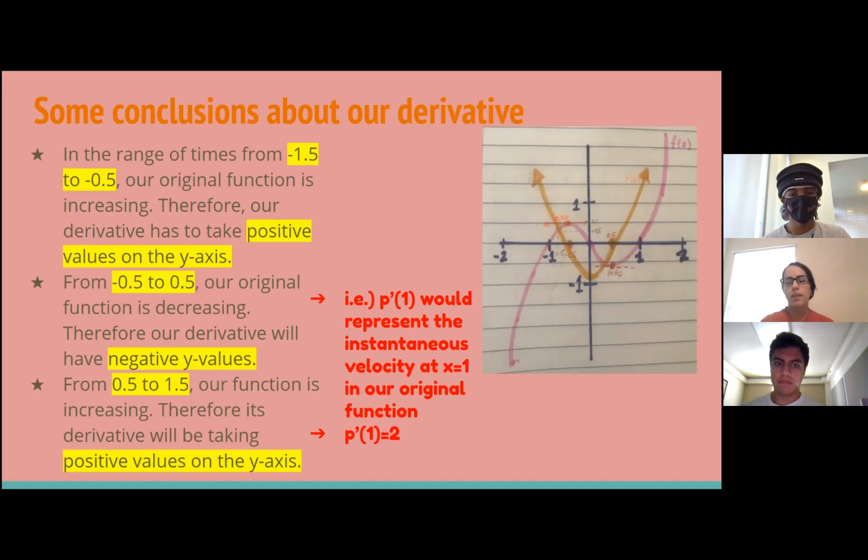And to understand what p prime of 1 represents, it represents the instantaneous velocity at x equals 1 in our original function. Lawrence just said that at that point it will be 2. So we know that at that specific point, the slope of the tangent line will be 2. And that's the meaning of p prime of 1.